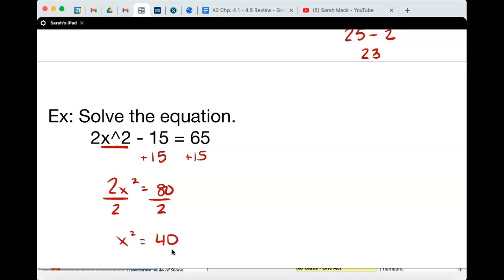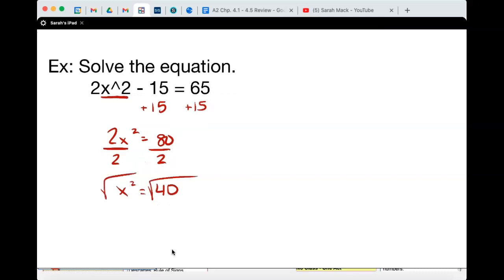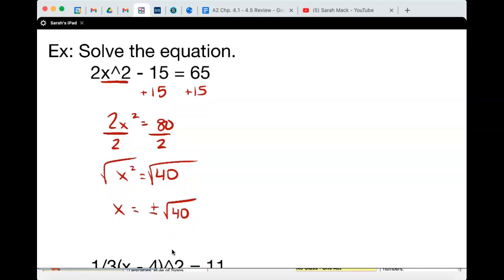How do I get rid of the square? Square root it. The tricky thing with square roots, because it's to the second power, is that I should have 2 solutions. So my 2 solutions come from the positive and negative square root of 40. So every quadratic, you should 90% of the time get 2 answers. But I'm not done yet, because now we know how to simplify the square root of 40, and we should. So what perfect square divides into 40?